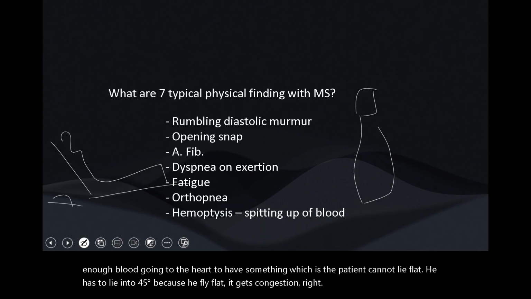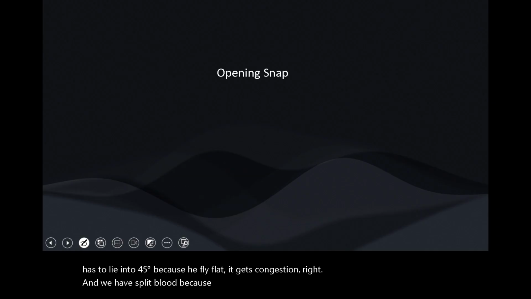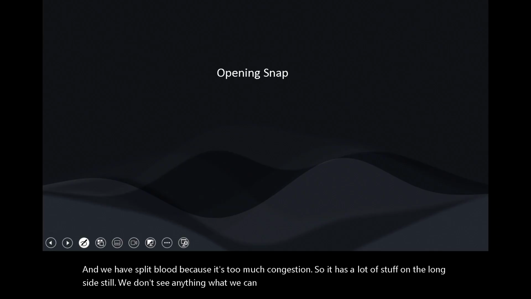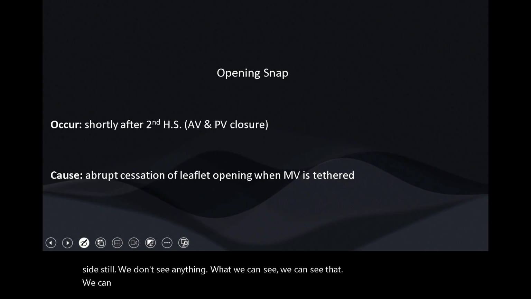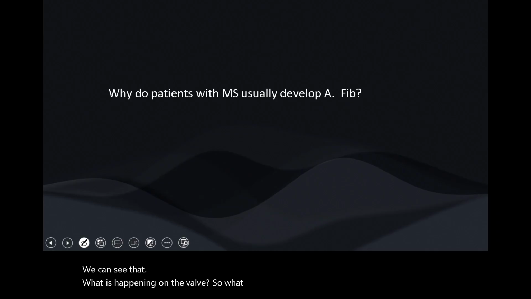And we have split blood because it's too much congestion. So it has a lot of stuff on the lung side. Still, we don't see anything. What we can see is what is happening on the valve. So what happened in the valve, we see tethering.